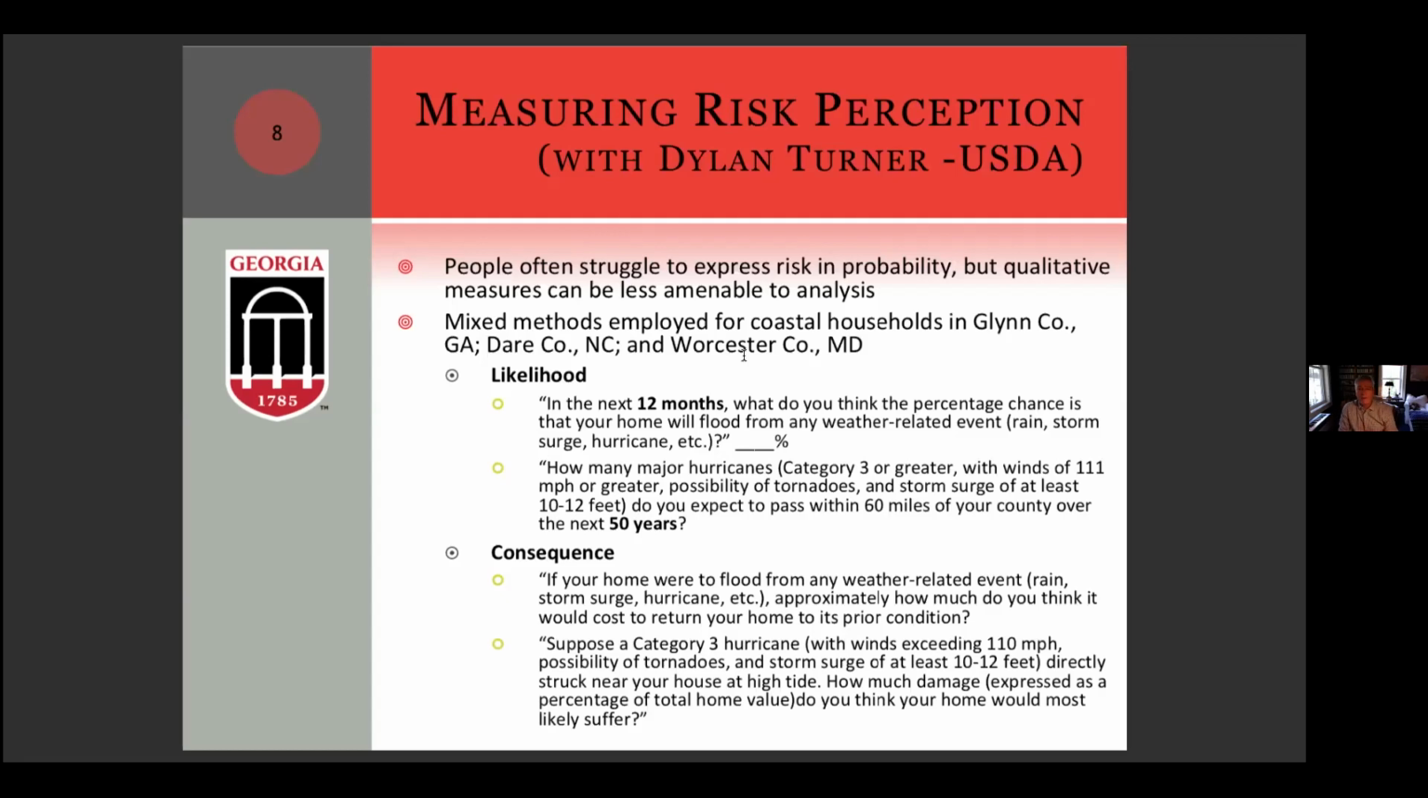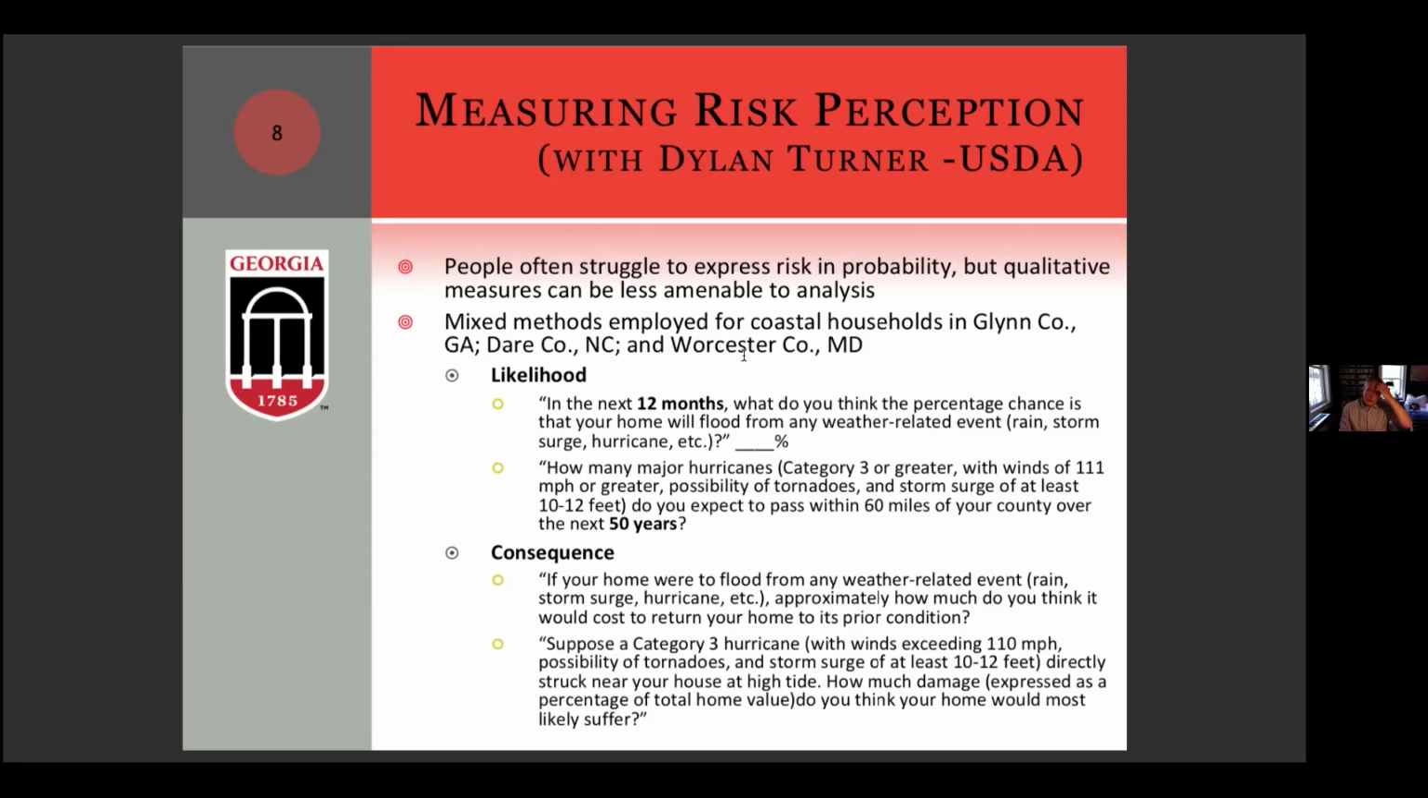So the first one is about flooding in the next 12 months, and it asks for a probability. The second one asks about the number of hurricanes that someone would expect to pass in the vicinity of their community, and it's over a much longer time horizon. So you can see we're trying to back into a probability here by having a count and a time window, we can infer a probability from that. So those are both on likelihood.